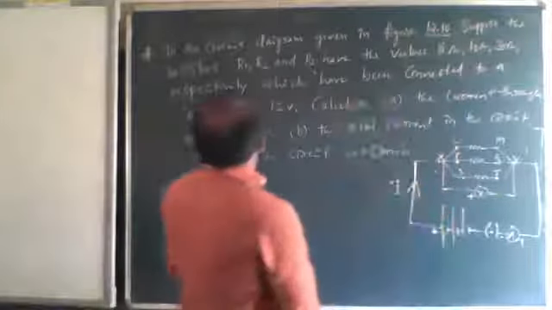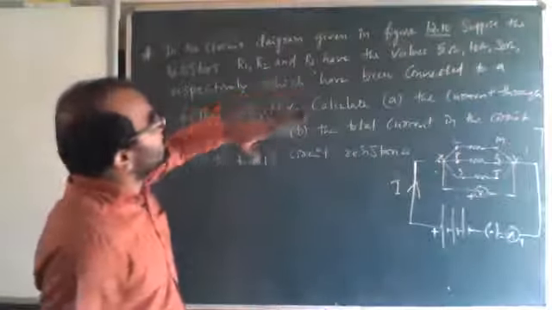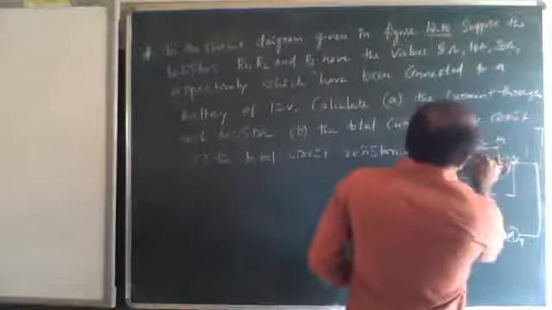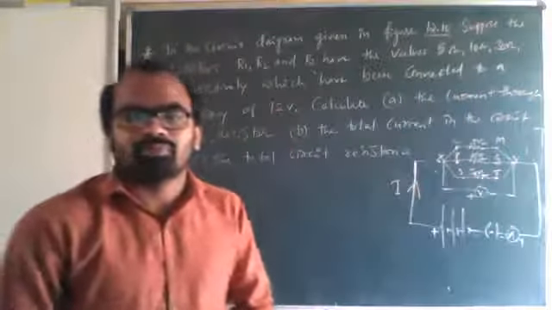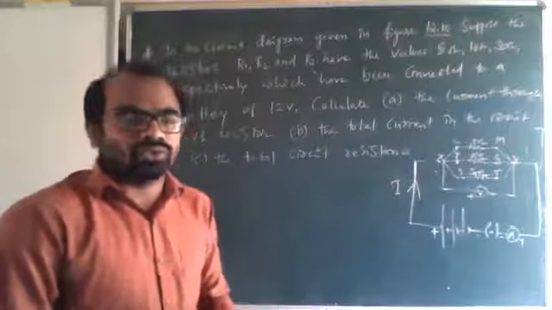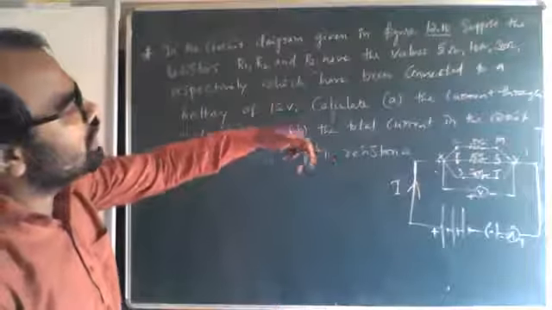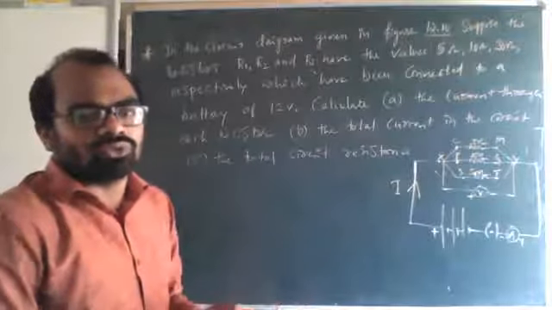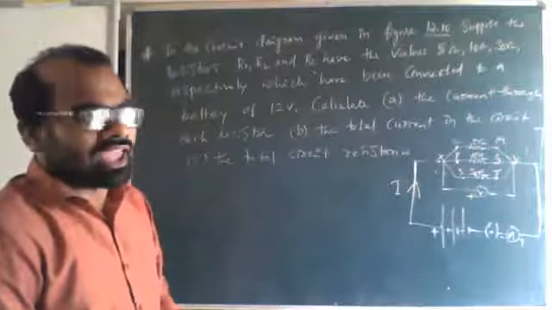So see the circuit diagram given in figure 12.10. Suppose resistors R1, R2, R3 have the values 5 ohm, 10 ohm, 30 ohm respectively. What you need to find out? Calculate the current through the resistors. That means you have to find I1, I2, I3: with 5 ohm, what is my I1? With 10 ohm, what is my I2? And with 30 ohm, what is my I3?